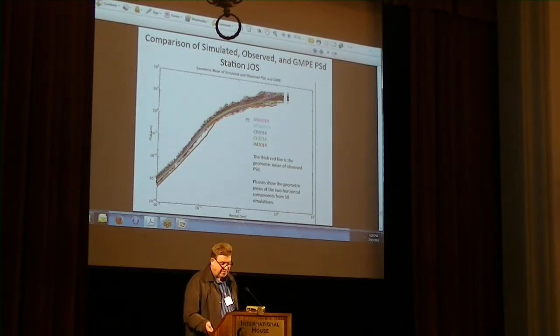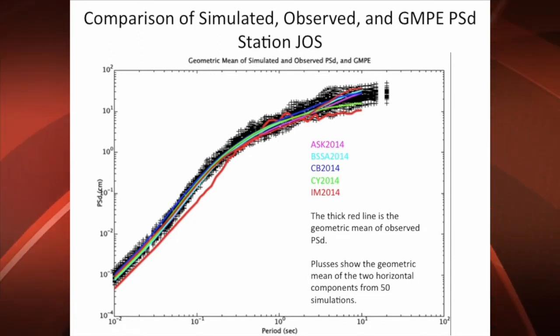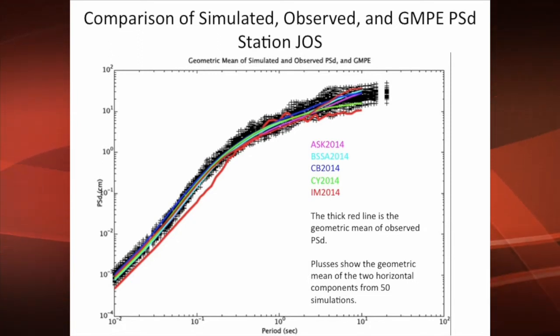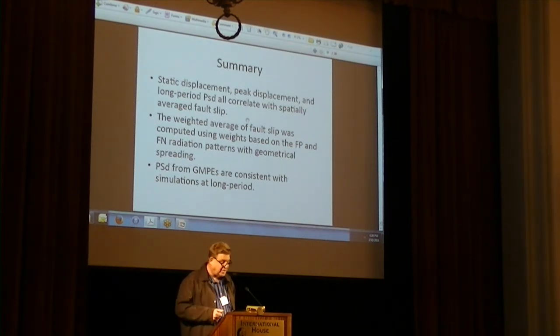There's correlation between fault slip and also the GMPEs with the long period simulation results. So I think that's quite good. So to summarize, the static displacement, peak displacement, and long period PSD all correlate with spatially averaged fault slip.